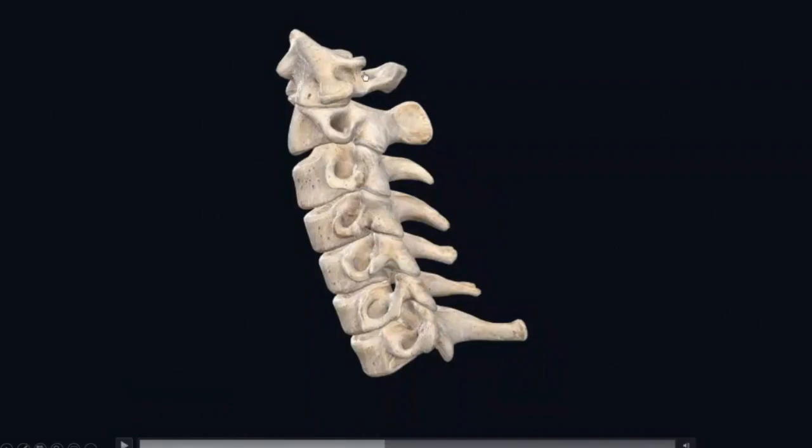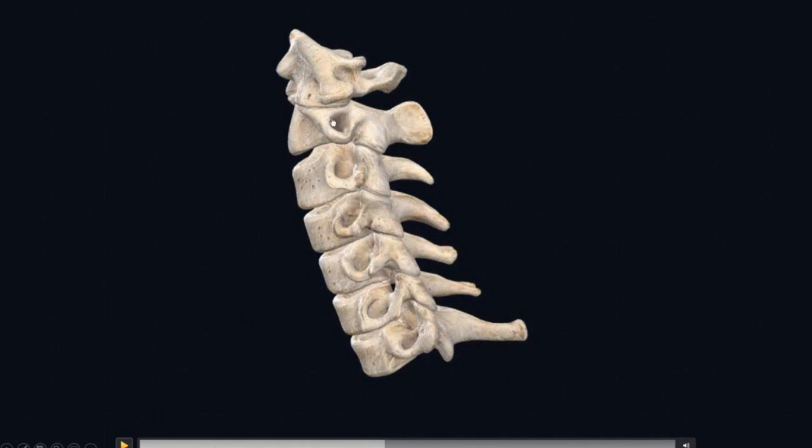This is a lateral view of the cervical spine. We can see the C1 and the characteristic features of the C1, that it is a ring-shaped structure, and it has lost its body embryologically to be fused with the C2. So the body of C1 has been lost, and it is fused with the C2 to form what we call the odontoid process, the dens.